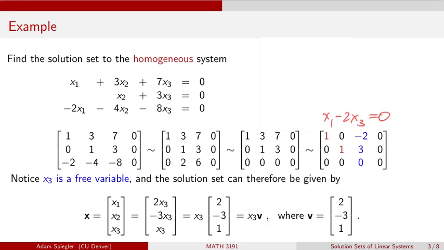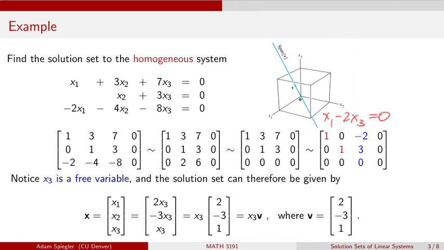So this homogeneous system certainly has a trivial solution. If we set x3 equal to 0, then x equals 0 is a solution. But we also have a bunch of non-trivial solutions, an infinite number of non-trivial solutions. So for any value that I choose for x3, we can multiply it by the vector v, and that's going to give us a solution.